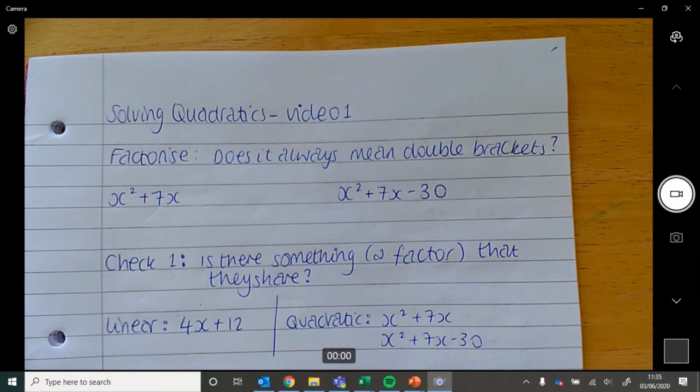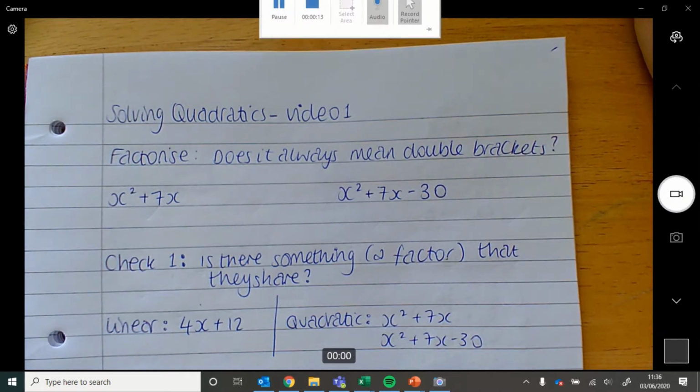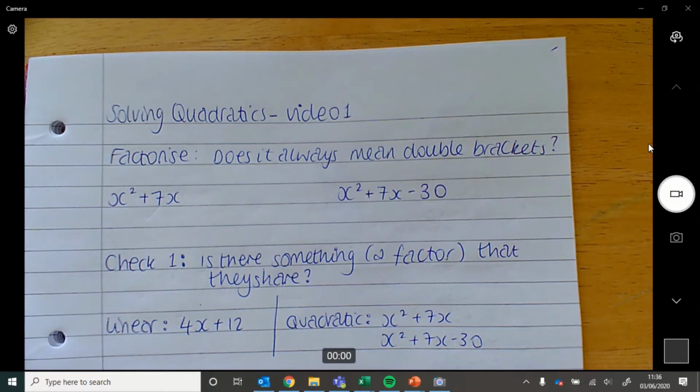We're continuing down the algebra route. We're going to look at solving quadratics, which is something that we did towards the start of Year 10. And we're going to just re-go over it again. I'm going to start with the basics in this video.